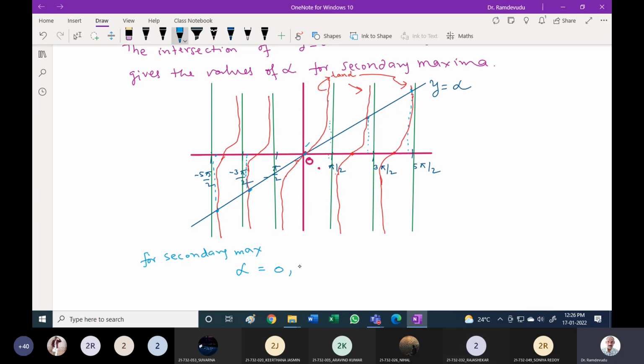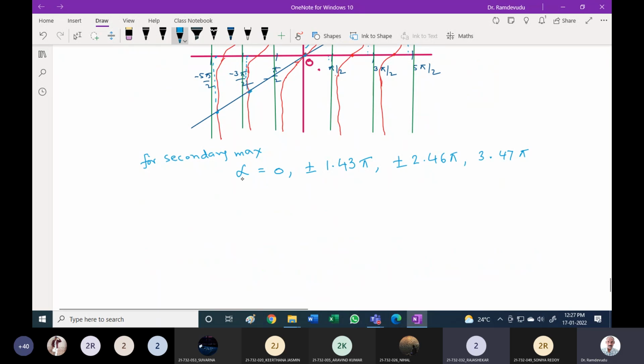Therefore, it was observed that secondary maxima will appear at plus or minus, actually should be pi by 4, but okay, it is not exactly touching. It may be touching at plus or minus 4.3, plus or minus 2.46 pi, and it may be 3.47 pi instead of 3.5. Therefore, approximately you can take the positions of secondary maxima at alpha equal to 0. I roughly take it as pi by 2.